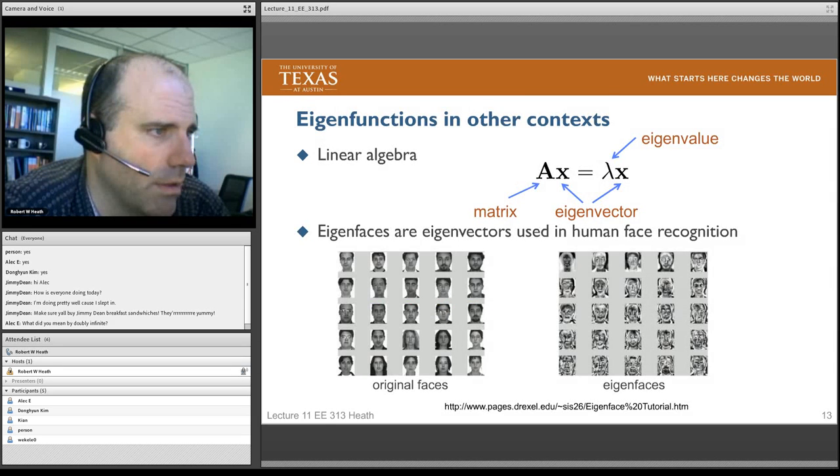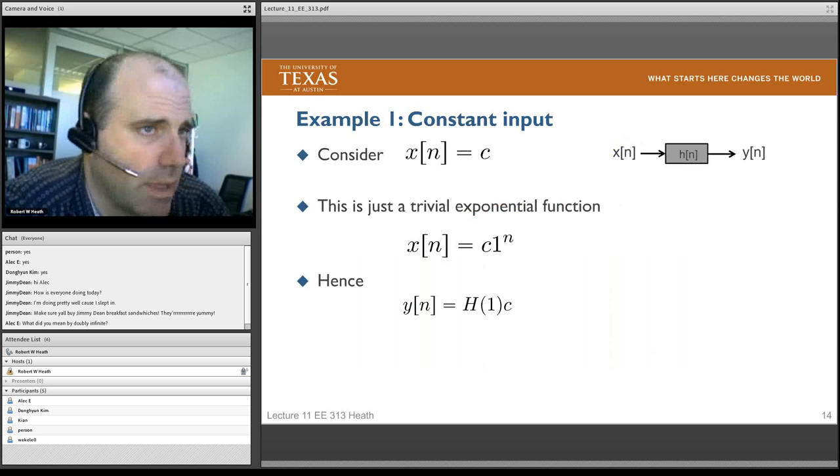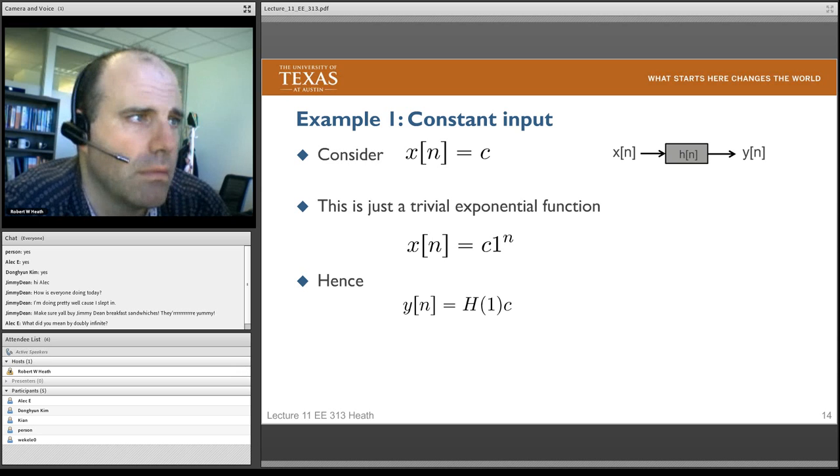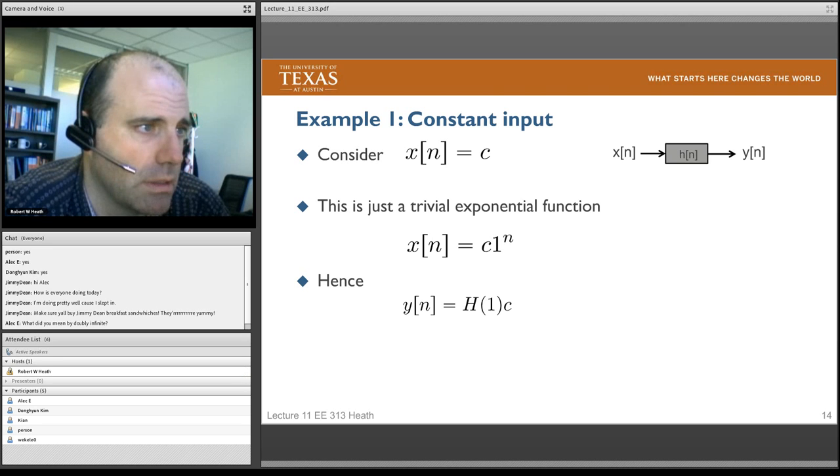All right, now let's keep going here. Let's look at some examples of how this whole thing works. What if I have a constant? I have an LTI system and I just put in a constant number. Well, you can go through and do the convolution, or you could realize that a constant is just c times 1 to the n. And so this is actually an exponential function. So if I can compute the system response, all I have to do is evaluate it at 1. So the output y of n is just the system response evaluated at 1 times that input constant.